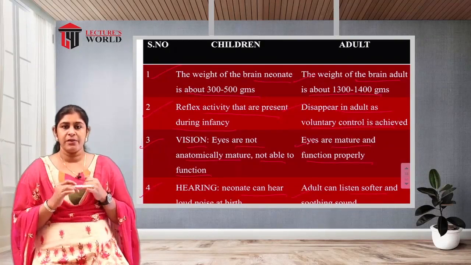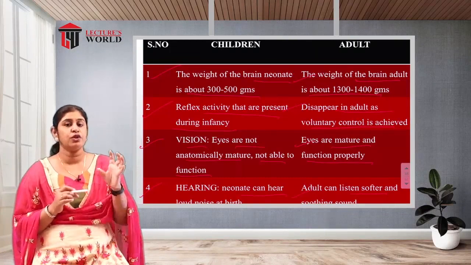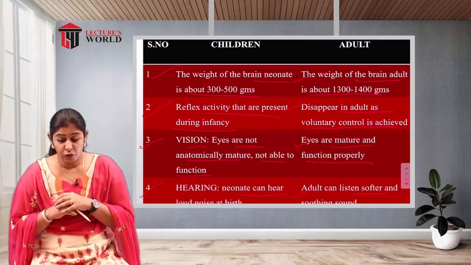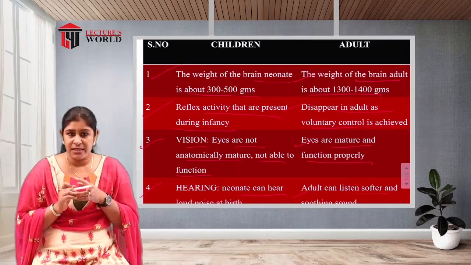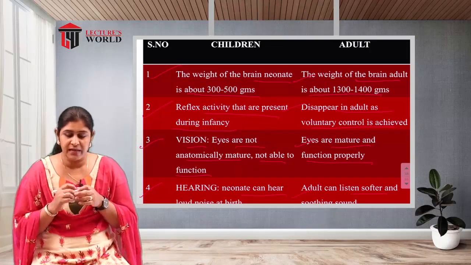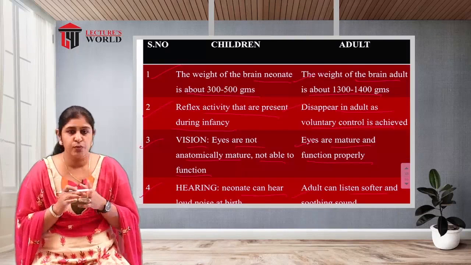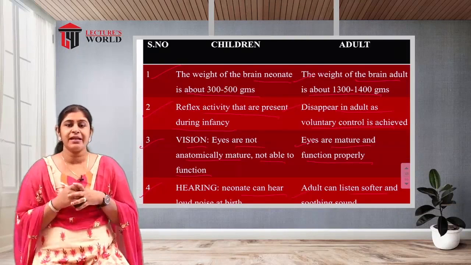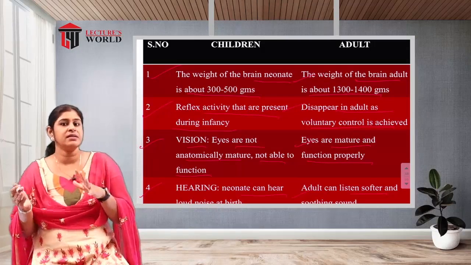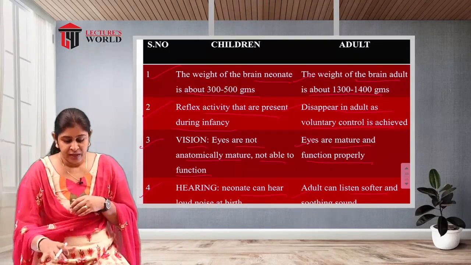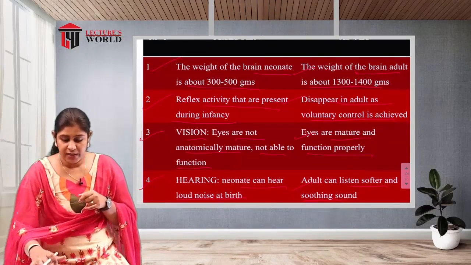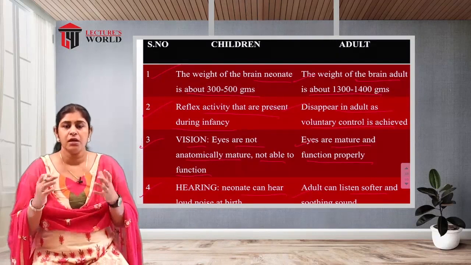To summarize the neurologic system: the weight of the brain of a neonate is only 300 to 500 grams, whereas in adults it is 1300 to 1400 grams. Reflex activities are present during infancy, whereas in adults they disappear as voluntary control is achieved. Eyes are not anatomically mature in infants, whereas in adults they are mature and function properly. Neonates can hear loud noise at birth, whereas adults can hear softer and soothing sound.